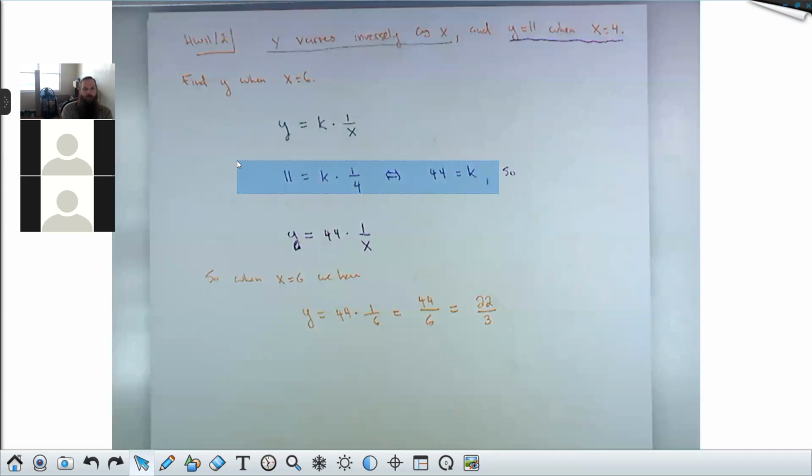All right, so we plug those bits in. And then this is really the victory step, where I can go back to this equation, but plug in what k is. Once I have this, I know everything. I could find y when x is 6. I could find x when y is 12. I could find out what happens to y when x triples. I could do all of them.